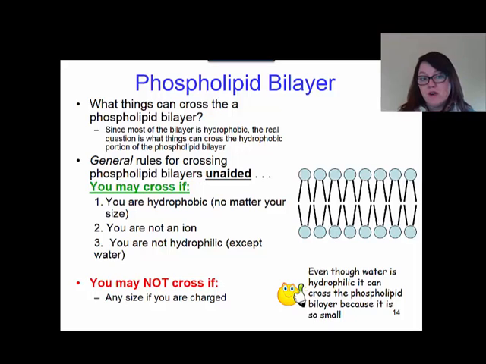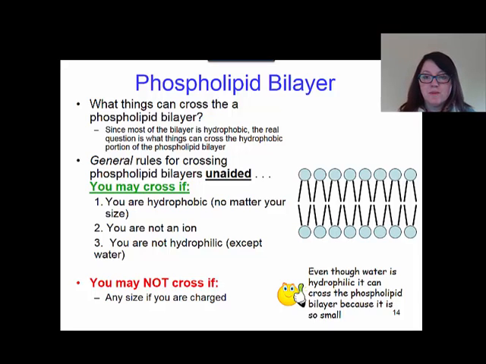And number 3, you can cross if you're not hydrophilic, which kind of sounds a lot like number 1. Number 1 says you can cross if you are hydrophobic, and number 3 says you can cross if you are not hydrophilic. Right? So it's kind of a little bit of overkill here, but it's a true statement. Hydrophilic substances have a really hard time crossing the hydrophobic portion of the phospholipid bilayer. The one exception to this is water. Water is, of course, hydrophilic, but because it's so small, it can kind of sneak across the phospholipid bilayer.